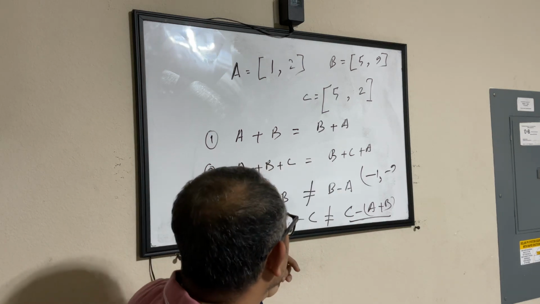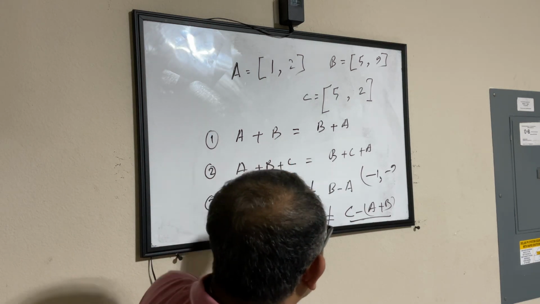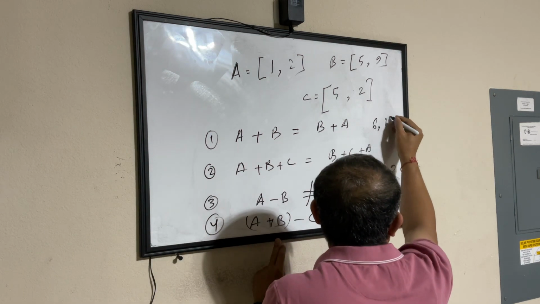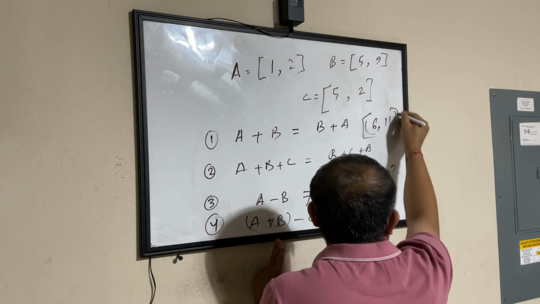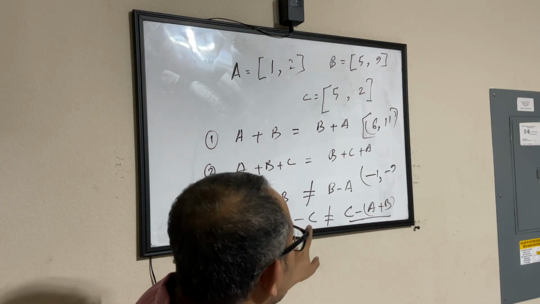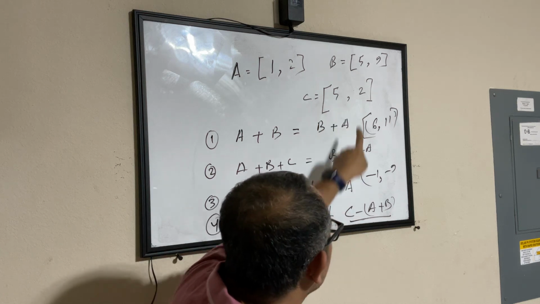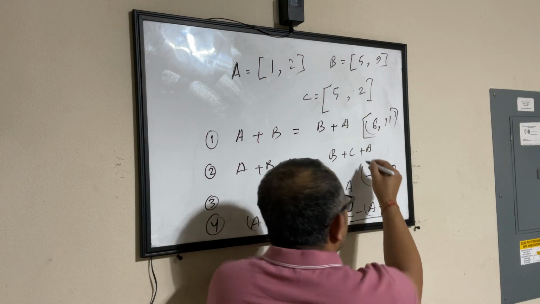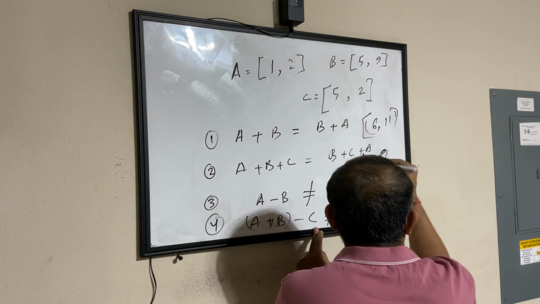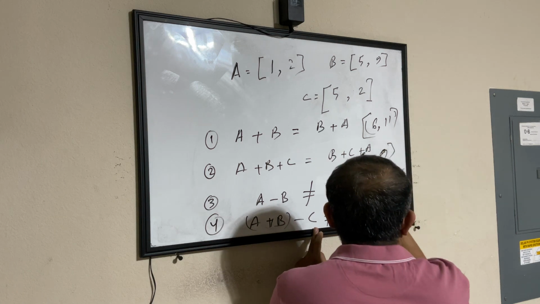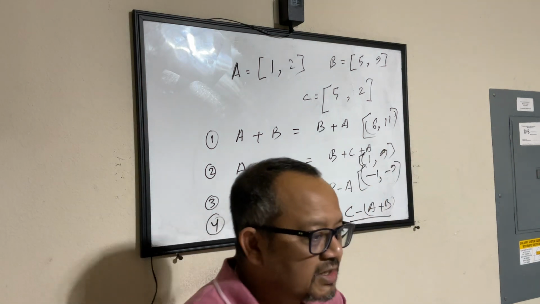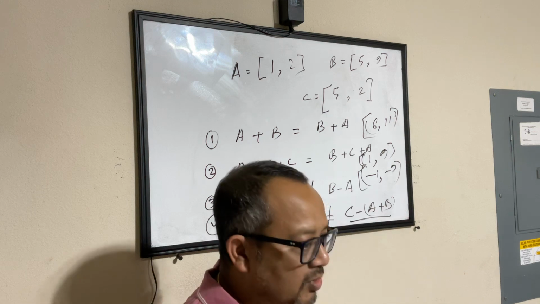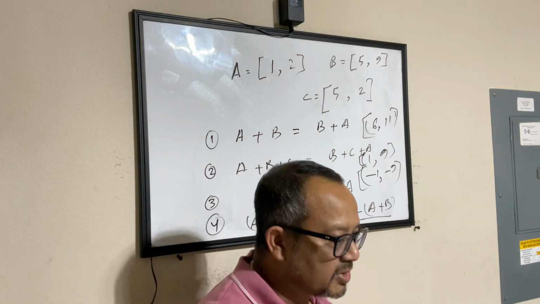Look at this, A plus B minus C. So you have 6 and 11 as A plus B. Now you are subtracting this. So 6 minus 5 gives you 1, 11 minus 2 gives you 9. These two matrices cannot be the same. 1 is not equal to minus 1, 9 is not equal to minus 9.